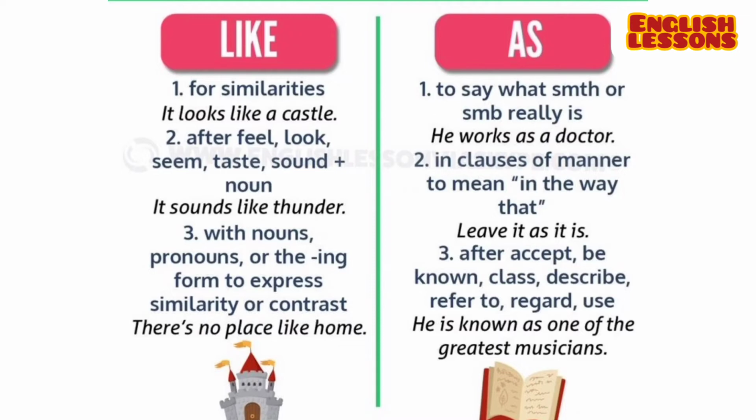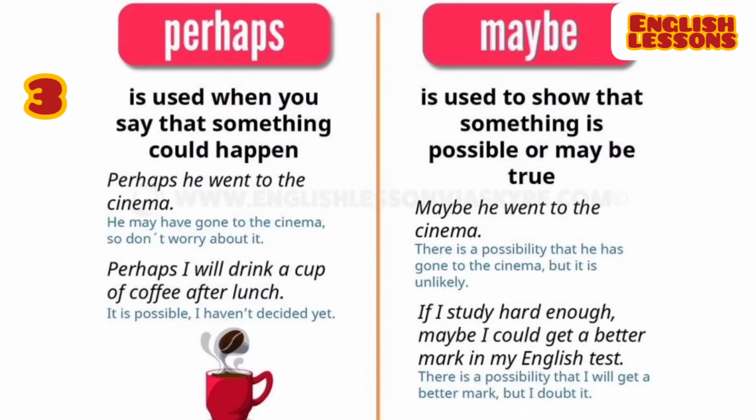Number three, after accept, be noun, class, describe, refer to, regard, use. He is known as one of the greatest musicians. That's number two. Number three, what's the difference between perhaps and maybe?